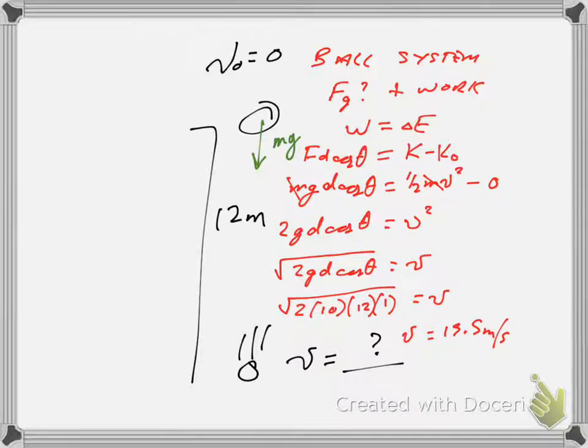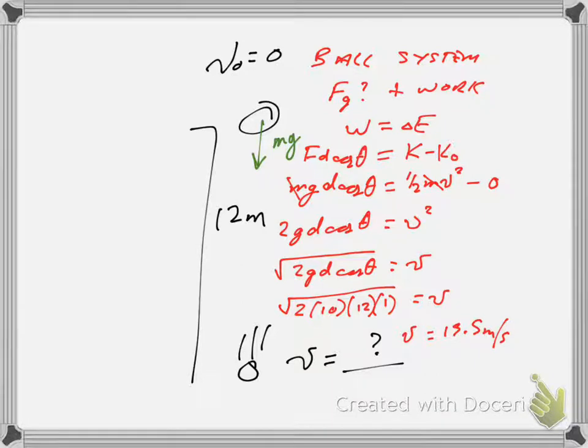And then those masses on each side cancel, and I substitute for the gravitational acceleration, the gravitational field constant 10, and the displacement 12, and cosine of the angle between them 1. Giving me the square root of 2 times 10 times 12 times 1, which is approximately 15.5 meters per second. And that's how fast it's going to be going at the bottom.